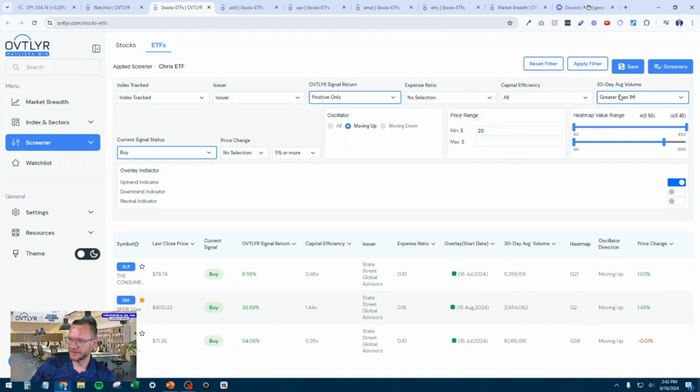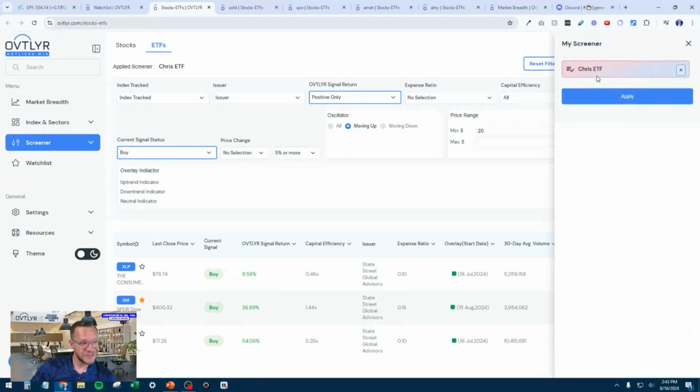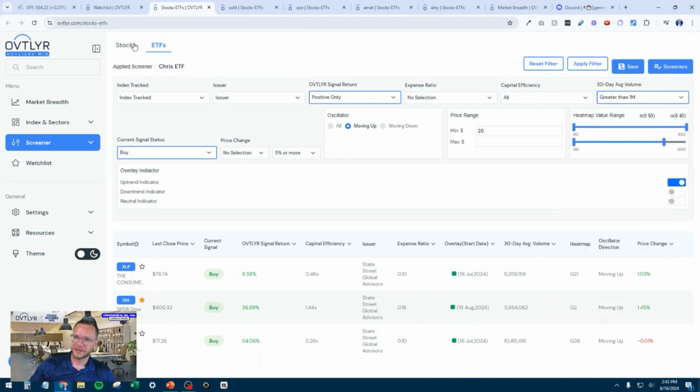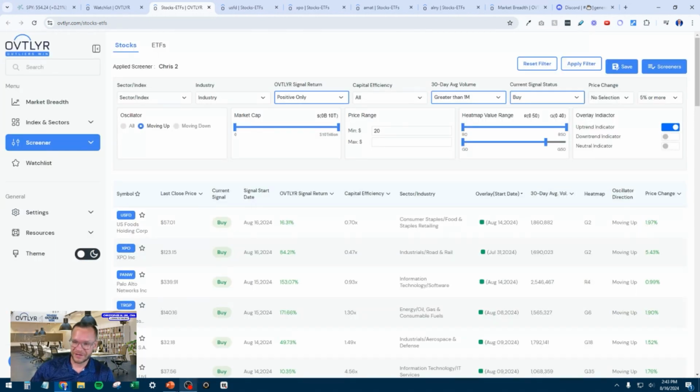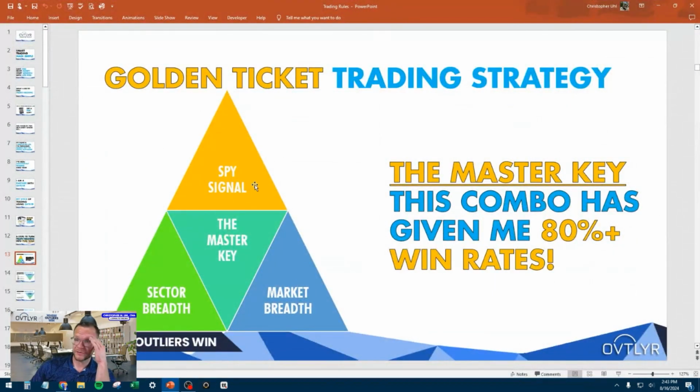Capital efficiency greater than a million, current buy status, and then the indicators as well. And then you can save it as a different screener. Isn't that cool? All right. So this is like the Chris ETF screener. It's basically the same as what's on the stocks, but I just thought that was great. So the SPY signal is a buy.